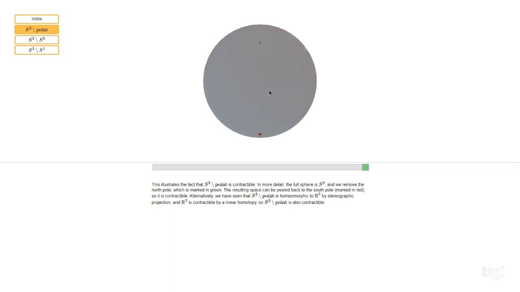or in other words, it's contractible. Another way to say that, I mean, we already had a look at the stereographic projection homeomorphism. That shows that if we take the sphere and remove the North Pole, then that's actually homeomorphic to the plane R2. And the plane R2 is certainly contractible by a straight line homotopy. So that's another way to see that a sphere with one point removed is contractible.